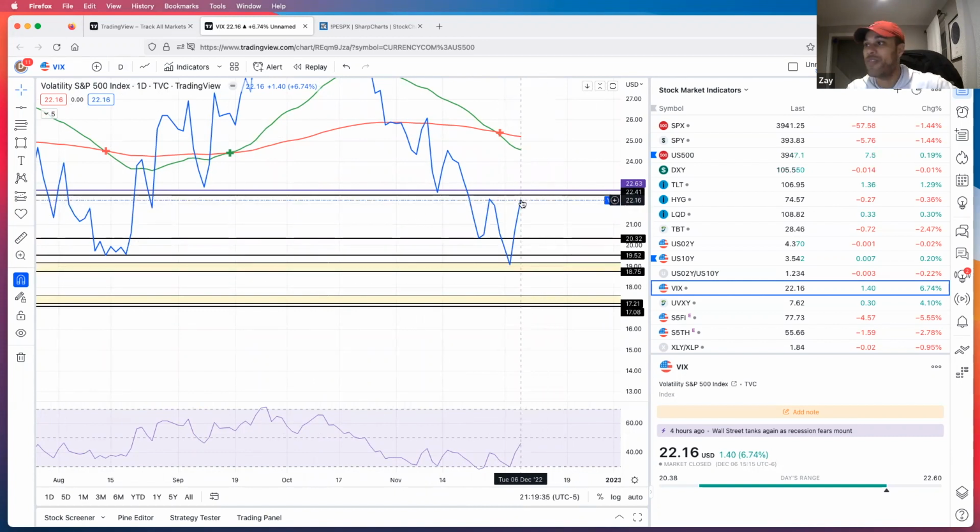volatility will then start to leave the market, thus meaning into the end of the year, mark my words, into the end of the year, we could actually see the VIX in the 17s going into 2023. That would be screaming beware, in that 2023 is going to be a bad year.